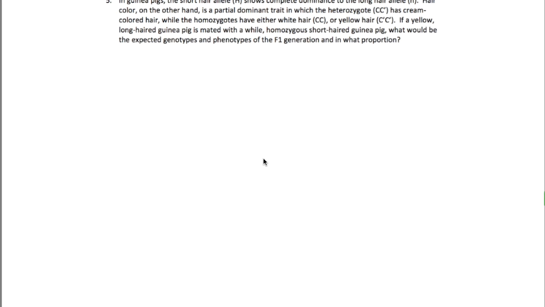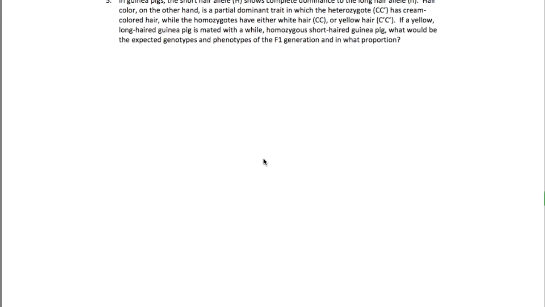Let's read it once, and then go through and figure out what the genotype and phenotypes are, just basic genotype and phenotype, and then go from there. It says, in guinea pigs, the short hair allele, capital H, shows complete dominance over the long hair allele. In hair color, on the other hand, it is a partial dominant trait in which heterozygous has cream color hair, while homozygous is either white hair or yellow hair. If a yellow hair guinea pig is mated with a homozygous white, short-haired guinea pig, what would be the expected genotype and phenotype of the F1 generation, and in what proportion?